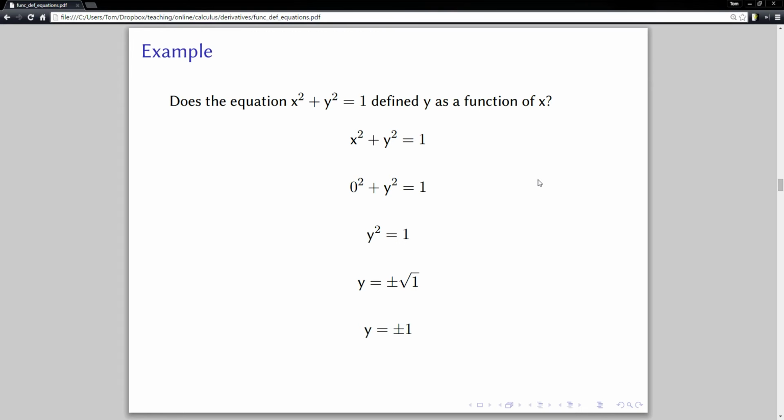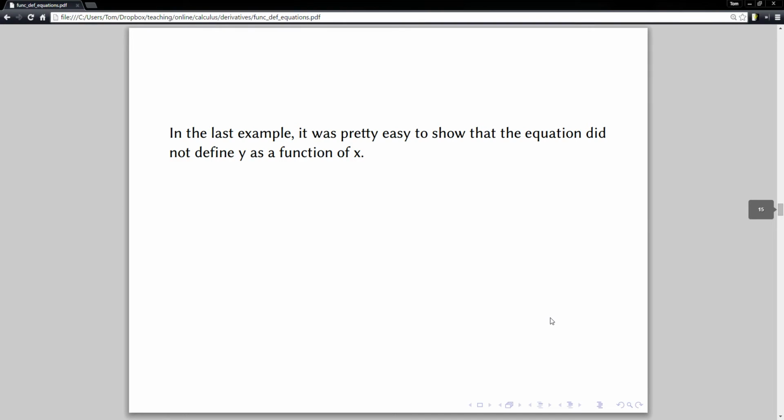1. Notice when we plugged in a 0 for x and solved for y, we get two values here. So the answer to the original question is no, that equation does not define y as a function of x. The reason is that an x value of 0 leads to two y values, 1 and minus 1. So right off the bat, the very first number we tried shows us that this equation does not define y as a function of x. It's pretty easy to show that by plugging in the 0 and showing we get two y values for an x value of 0.